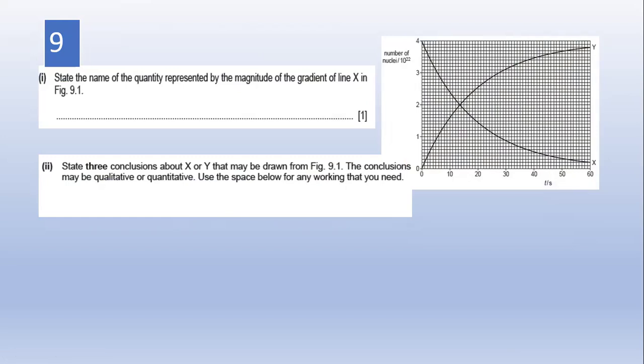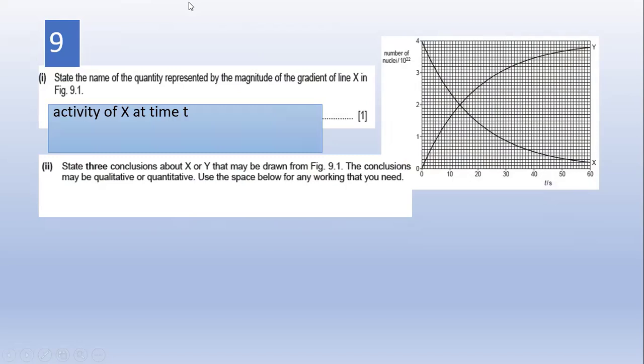What do they mean, the name? Activity at time t. Oh yeah, activity. They want to know what is represented by the magnitude of the gradient of line X. That is the gradient of the curve. That's why the gradient is dN/dt. The gradient is the activity.